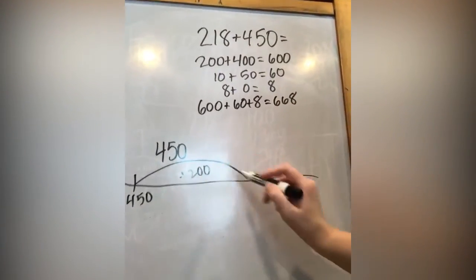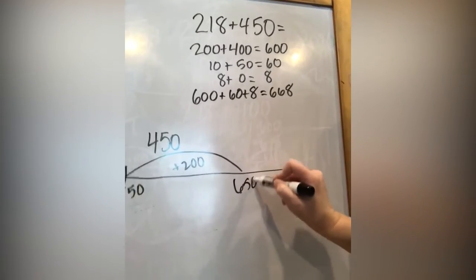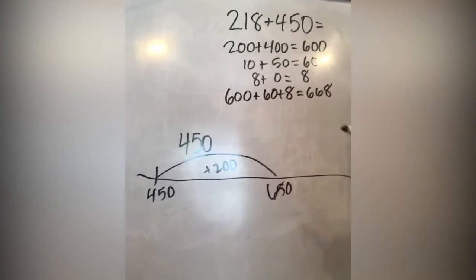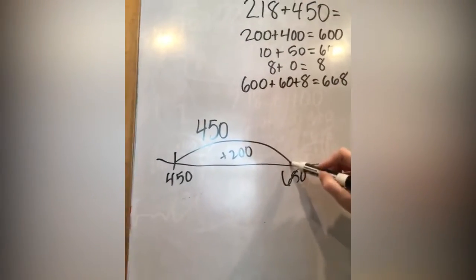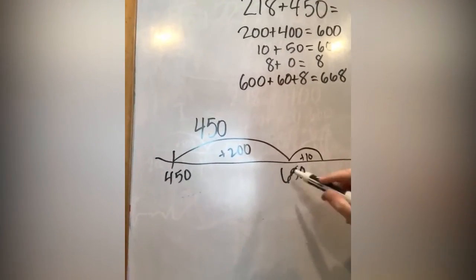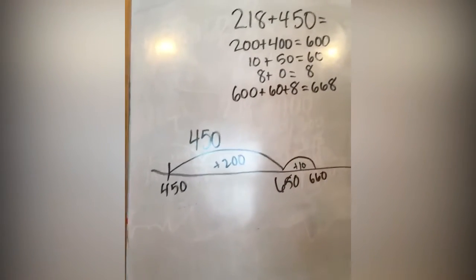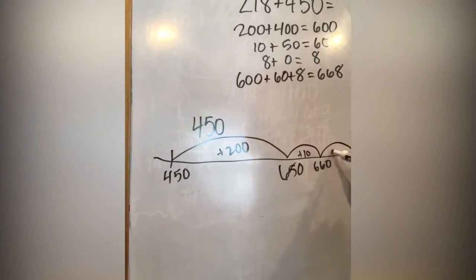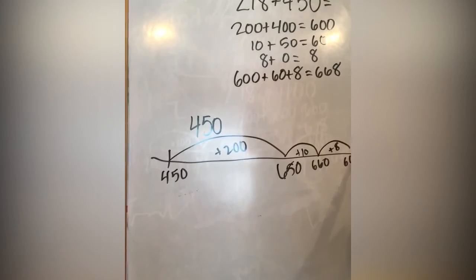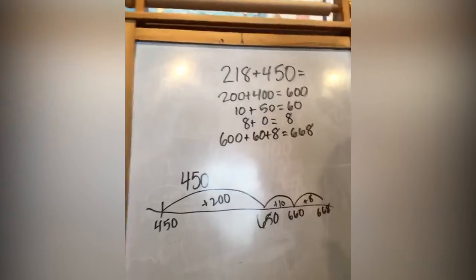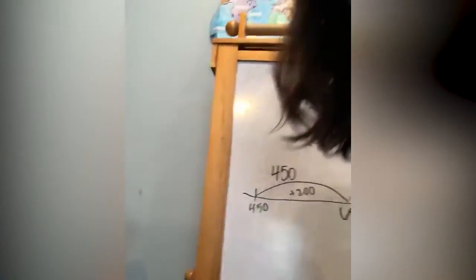I know that 400 and 200 is 600. So that's going to take me up to 650. And then I have to add another 10. So I'm switching to counting by tens here. I'm up to 660. And then I just have to add 8 more ones. 668. All right.